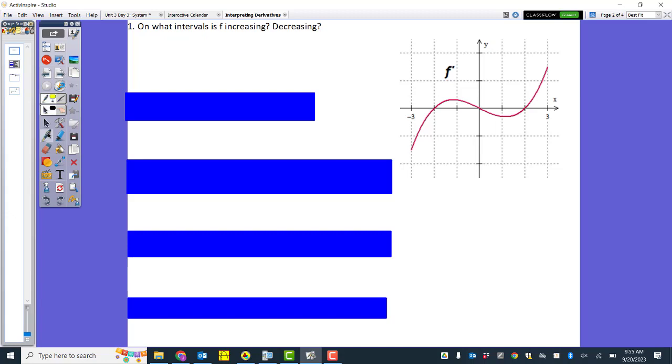f increasing or decreasing. Well, f is increasing when f prime is positive. So we're looking for places where f prime is positive. F prime is positive from, well, there we go.